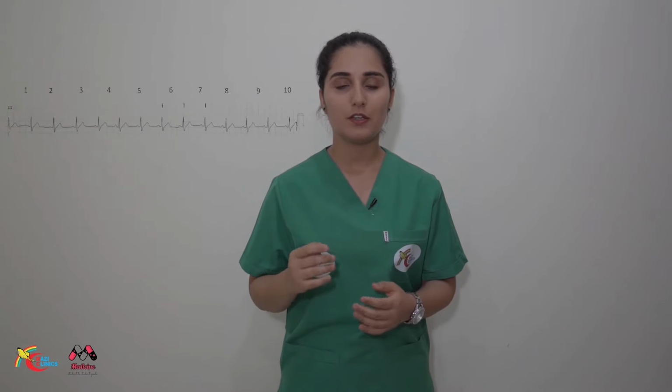If the rhythm is regular, then you will calculate the heart rate, which is the fourth step, by measuring the number of large boxes between the R waves. And then you'll say 300 divided by that number to get the heart rate. If it is an irregular rhythm, then you will count the QRS complexes in 30 large squares, and then you will multiply it by 10.